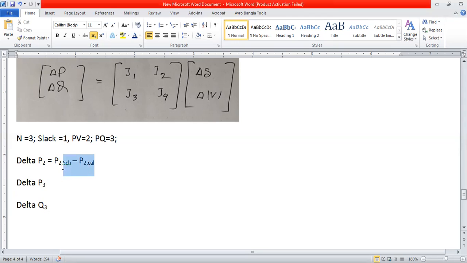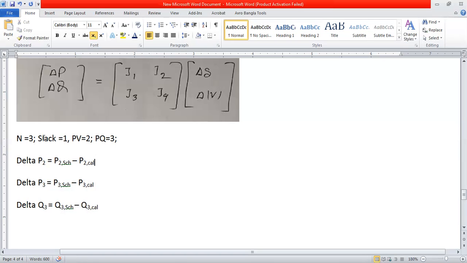And similarly for P3 also, because this is P3 scheduled and this is P3 calculated. And for Q3, there should be the Q3 scheduled value minus the Q3 calculated value. So these three are the elements of the power mismatch matrix.